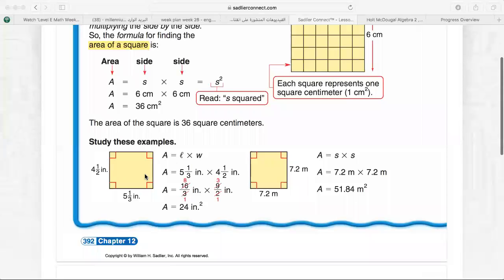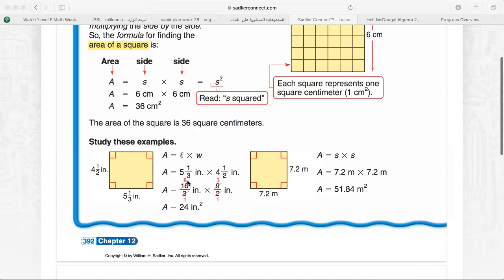Study these examples. I have here a square, no, a rectangle. Its length is 5 1/3, and its width is 4 1/2. They want to calculate the area. So I have first to write the formula or the rule of the area. Area is equal to length multiplied by width. So I have then to find the value of the length, which is 5 1/3, and the width, which is 4 1/2. Back to multiplying mixed numbers.